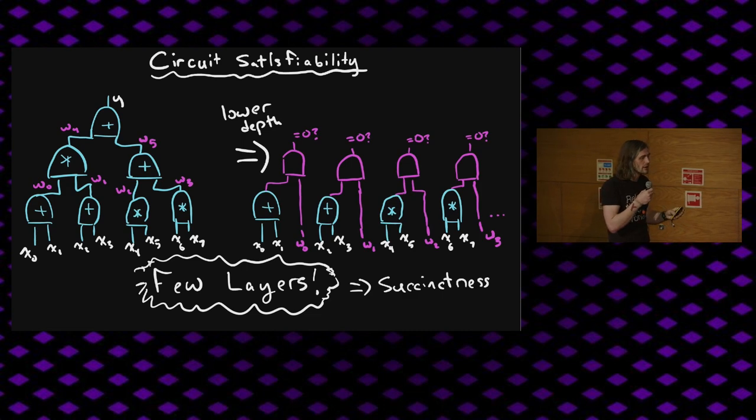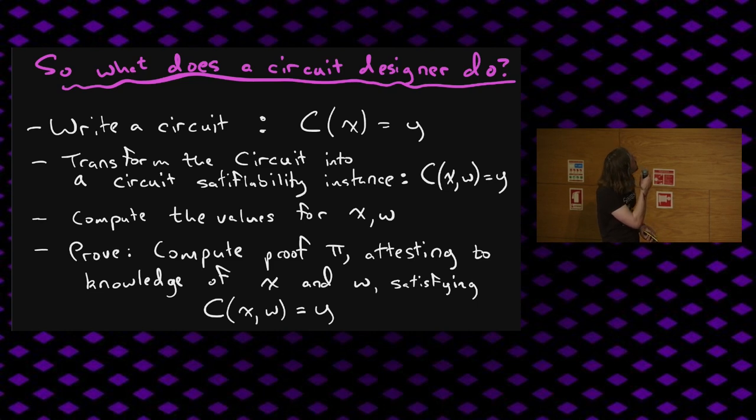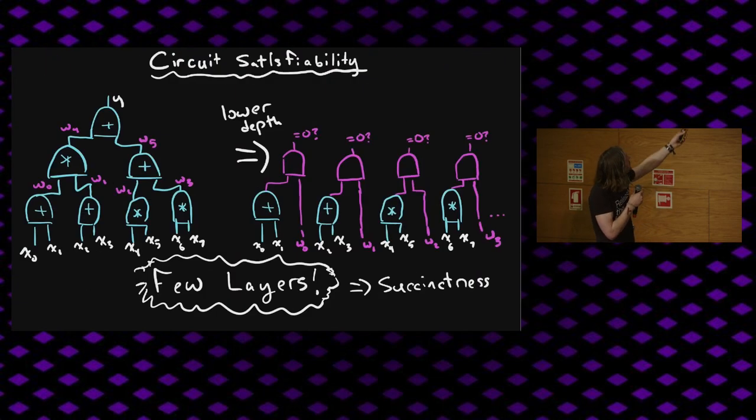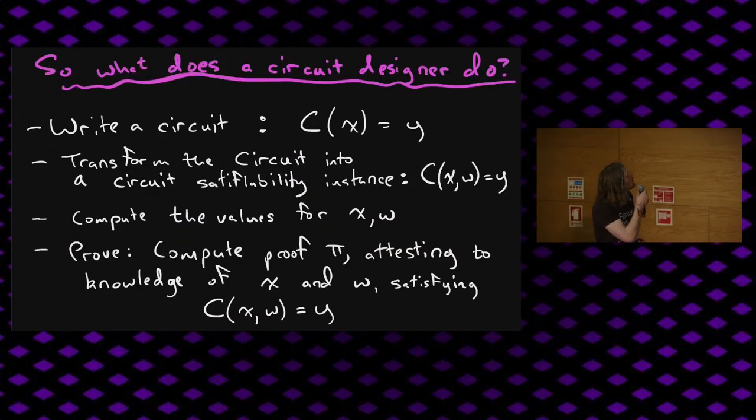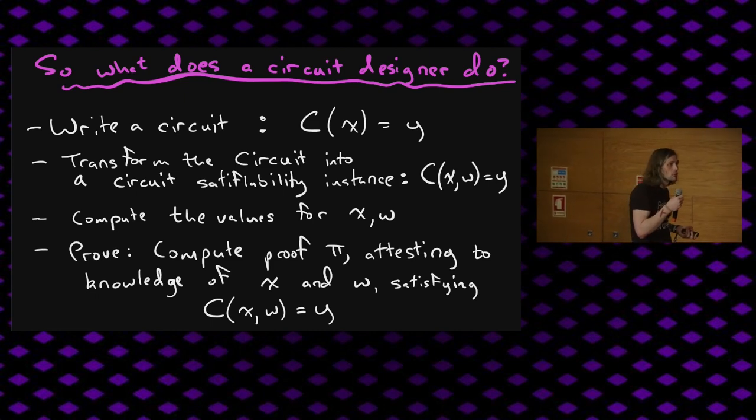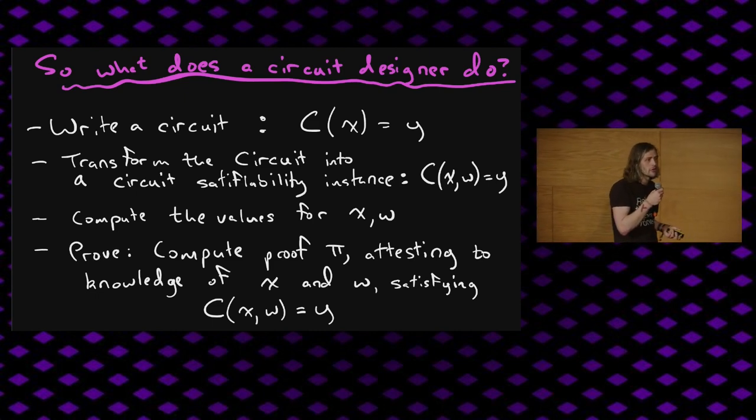But what we win is succinctness. And this transformation is basically that we can change our writing of a circuit C(X) = Y, where X values were these things on the left. We get C(X) = Y, where Y is some claimed output of the circuit on some unknown inputs X, and we can transform the circuit into a circuit satisfiability instance, where circuit satisfiability means, in this context, the prover claims to have some value X satisfying C(X) = Y.